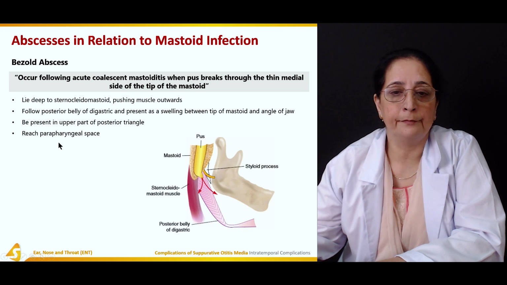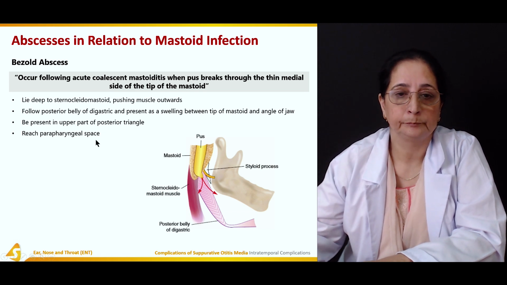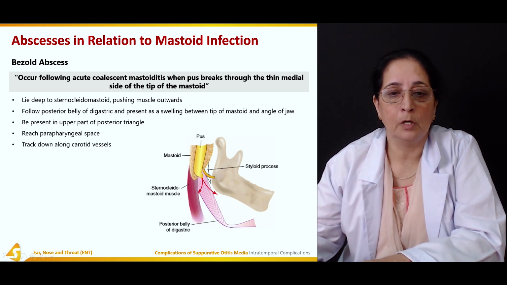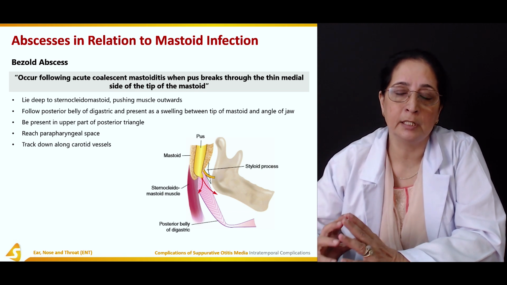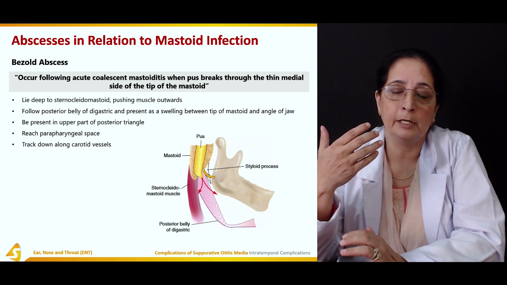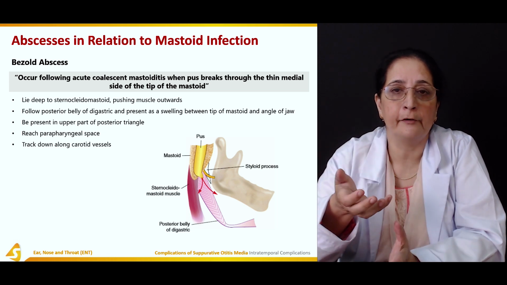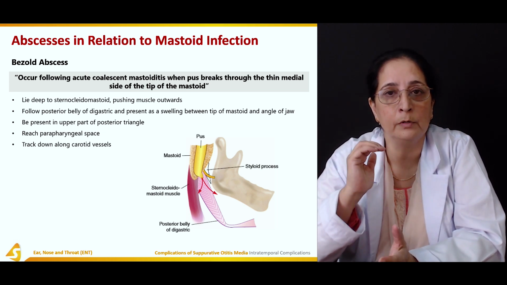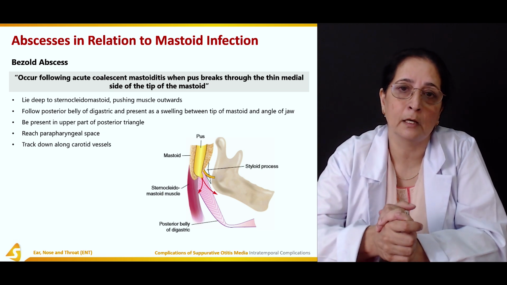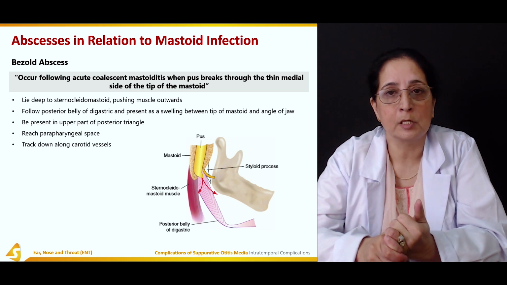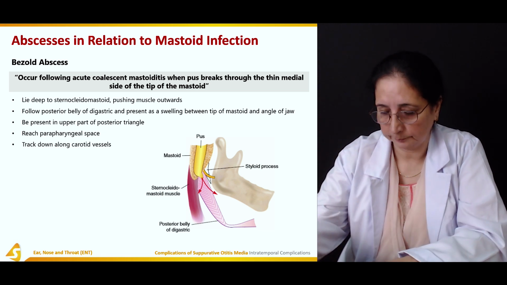Reach parapharyngeal space and track down along carotid vessels. So when it reaches the muscle, from there it also reaches the parapharyngeal space, which is around the pharynx, and then it tracks down also the carotid blood vessels.